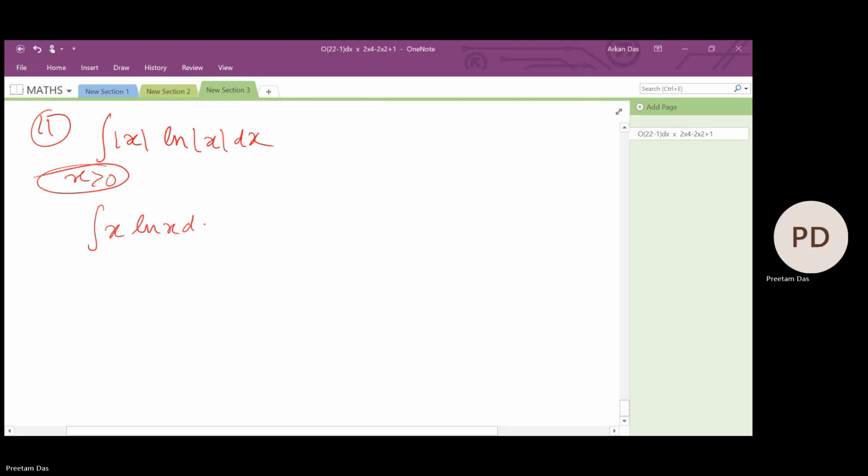Now, this is very easy to integrate. You can integrate by parts. Which one will you consider the first function? Log x. So x square by 2 ln x minus x square by 4 plus c.